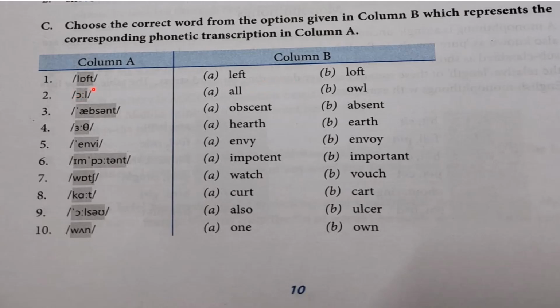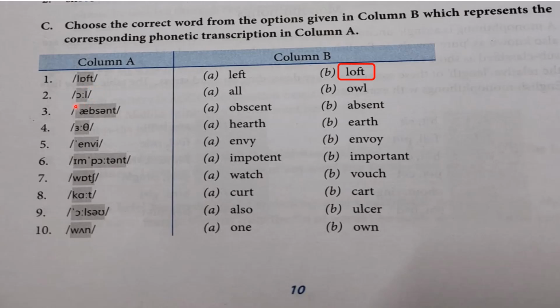This is not suitable at this stage, students, because you have learnt only monophthongs, but here they have given the diphthongs and the consonant sounds also. Anyway, let's try. Just take the help of the monophthongs and try to identify the word. If you look at the monophthong here, it is a. So let us try to identify here. This is left and this is loft. So the word should be loft. That is the correct word with this phonetic transcription.